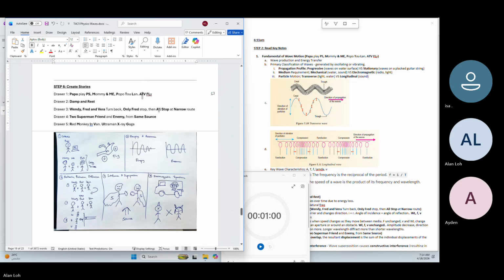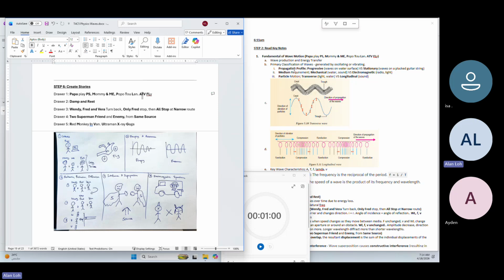Fly. Right. So if you go into the drawing, you have Papa playing PS, the PlayStation. Mommy, me, and Popo, we are lazy. We are Taulan. Taulan is Cantonese. Taulan is Chinese. Then ATV, fly. So what does it represent? I think from this story, you have a rough idea already by now. What is this representing?